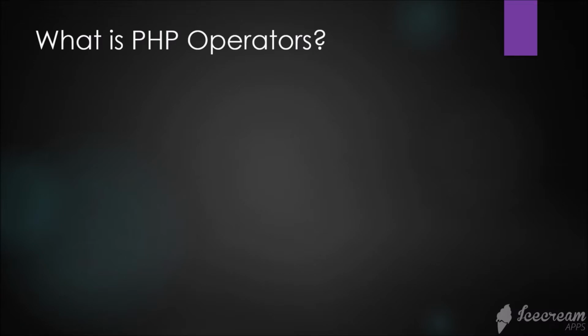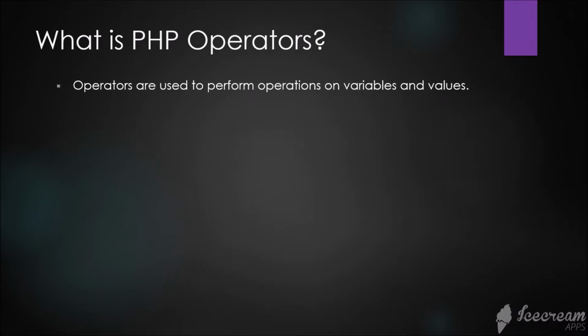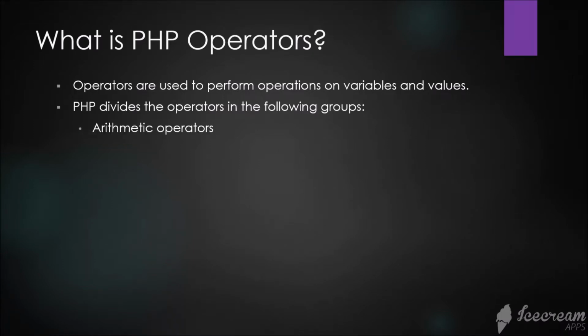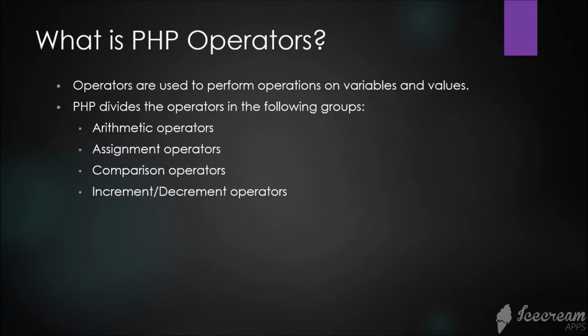Okay, so what are PHP Operators? Operators are used to perform operations on variables and values. PHP divides the operators into the following groups. First, we have the arithmetic operators, then assignment operators. The third is comparison operators. The fourth one is increment or decrement operators. Then logical operators and the string operators.